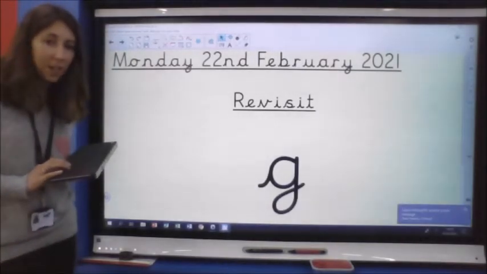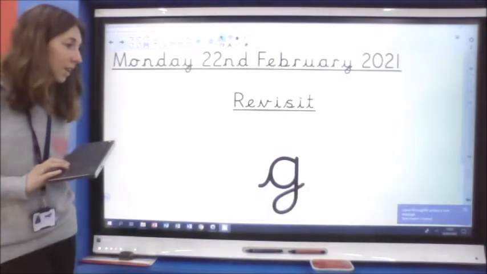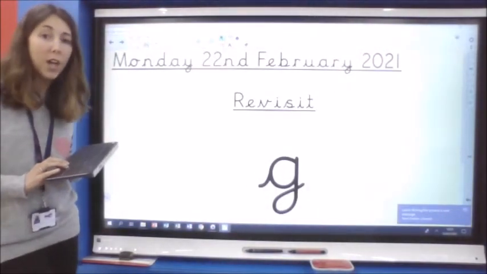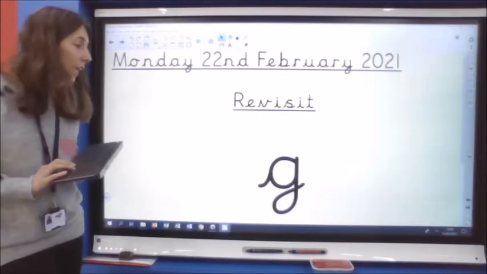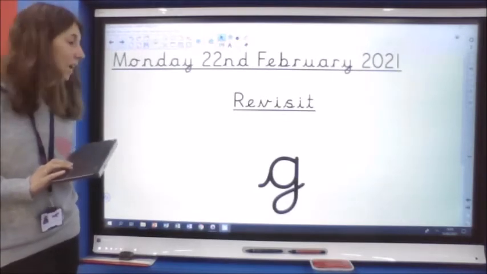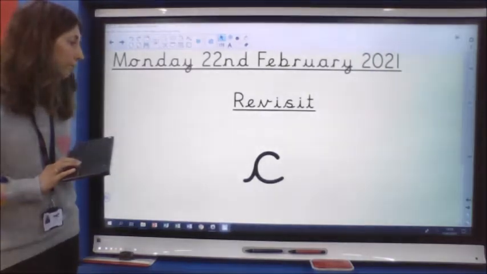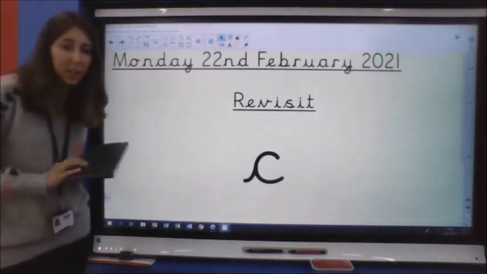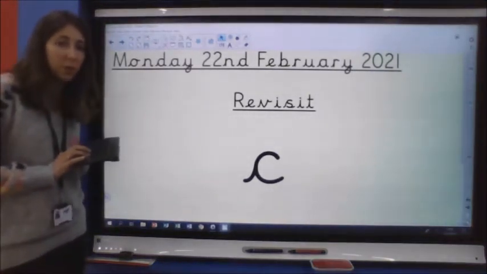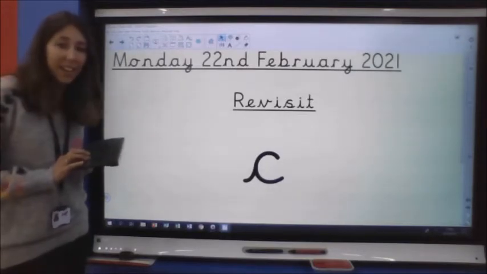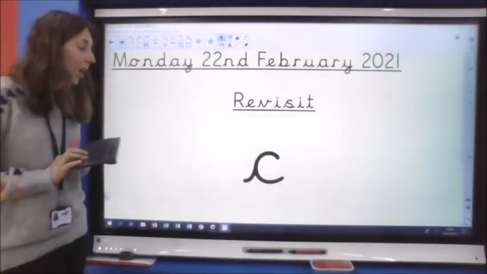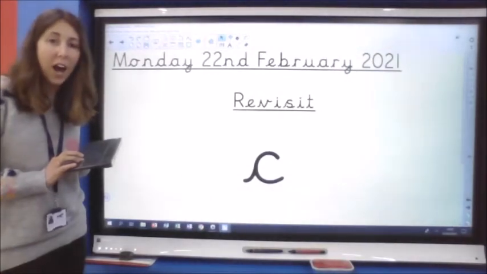Okay, what sound do we know that letter can make? It can make a g sound, a hard G, or it can make a j sound, can't it? A soft G. What about letter C? About the hard and the soft sounds we know that can make. It can make a k, like in carrot, or it can make a s, like in ice.